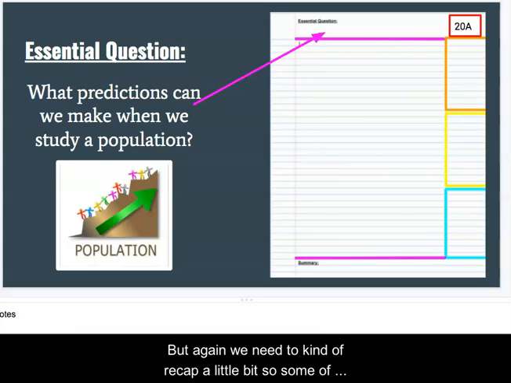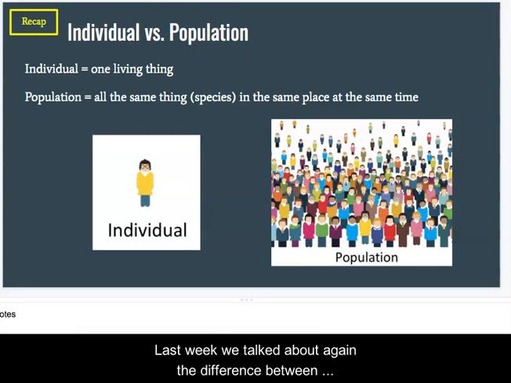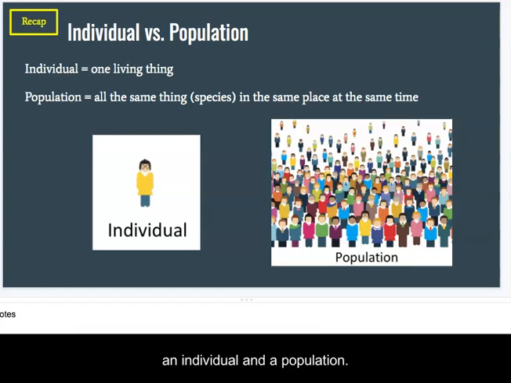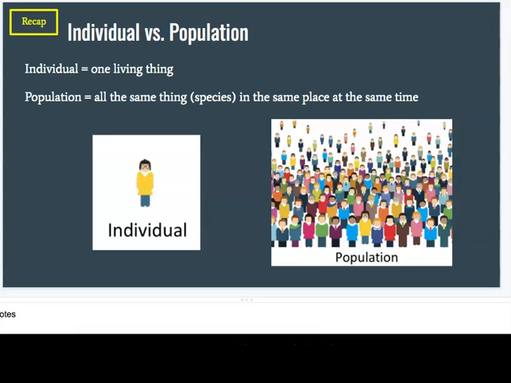But again, we need to recap a little bit. So some of these slides we've seen before. I just want to make sure that you remember. Last week we talked about the difference between an individual and a population. So an individual is just one living thing, whereas a population is really all the same thing. So for example, humans in the same place at the same time.